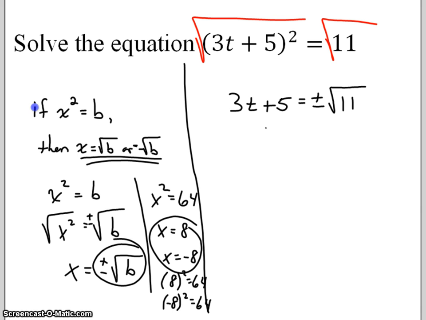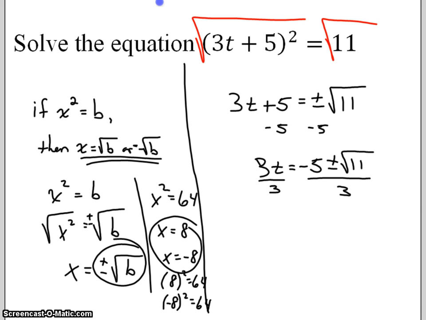So now we'll subtract 5 from both sides, and when I subtract 5, I actually like to put that in front. So now we have 3t equals negative 5 plus or minus the square root of 11. And then divide both sides by 3. So t equals negative 5 plus or minus the square root of 11 all over 3.